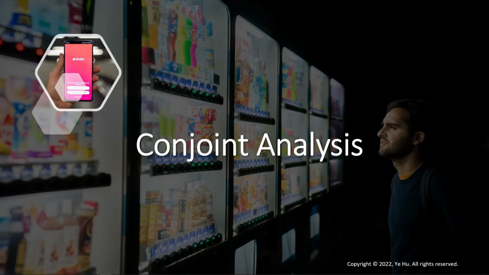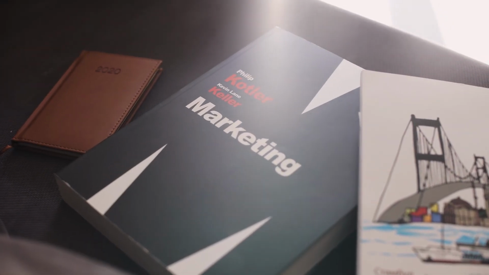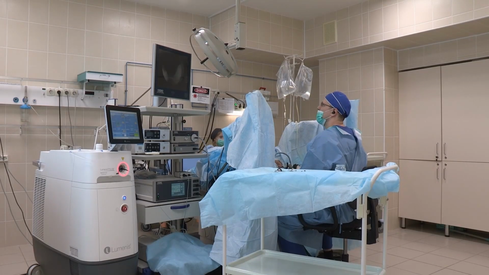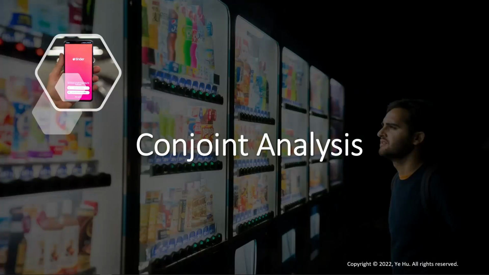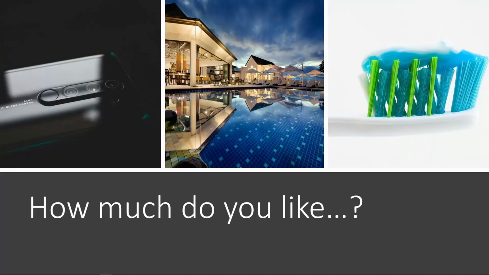In this video, we discuss conjoint analysis. This is a time-tested analytics tool for product design. This tool has been widely used in practice, not only in marketing, but also in other areas such as medical research. The motive for conjoint analysis starts from a simple question: how much do you like a product?